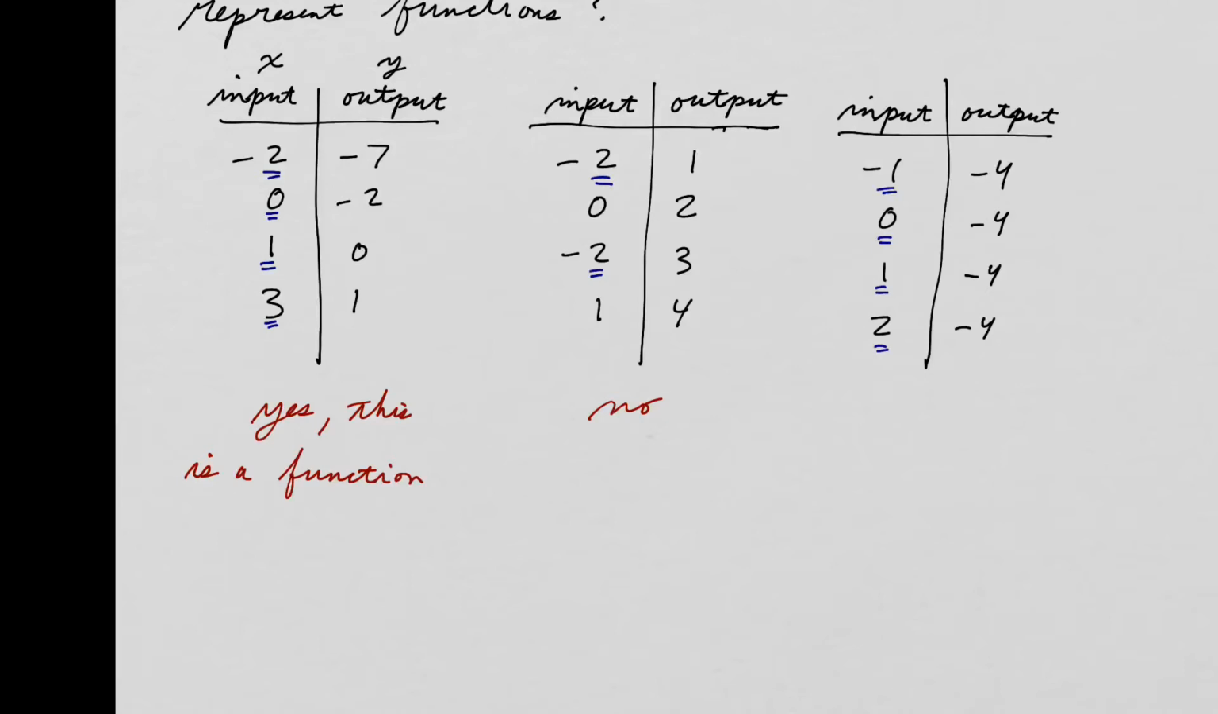And then in the third table, these inputs don't repeat. And it's okay that the outputs are the same, right? Just saying for each input, there's exactly one output, happens to be the same output, but that's okay. So that last table does represent a function. So this is yes again.